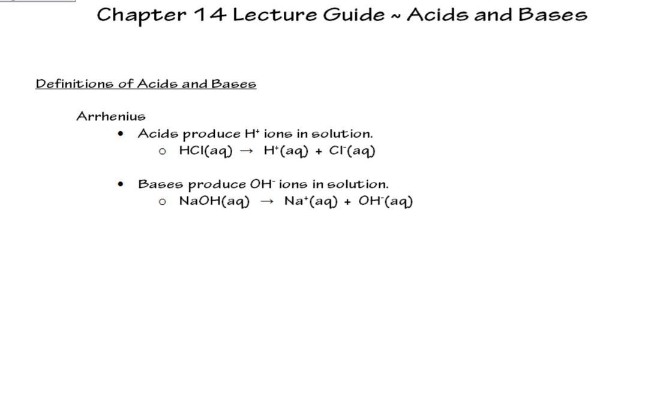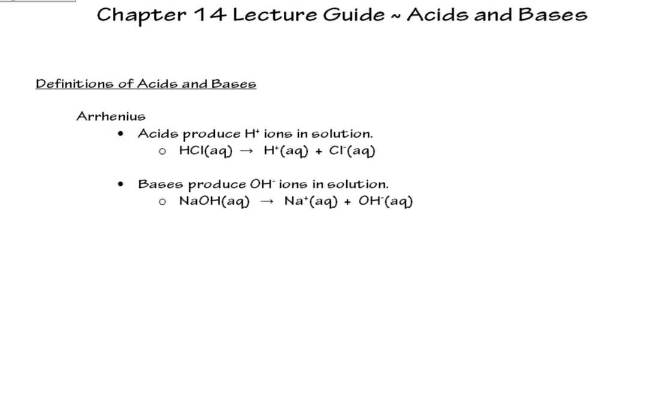The first is called the Arrhenius definition. This works out really great for strong acids and bases. It says an acid is a particle that produces hydrogen ions in solution. So a strong acid, something like hydrochloric acid, will obviously dissociate to form hydrogen and chlorine. If one of those ions is hydrogen, the solution is considered acidic.